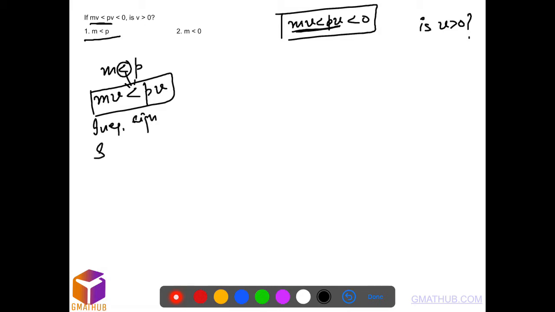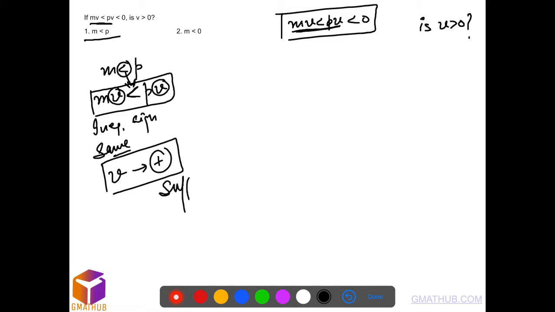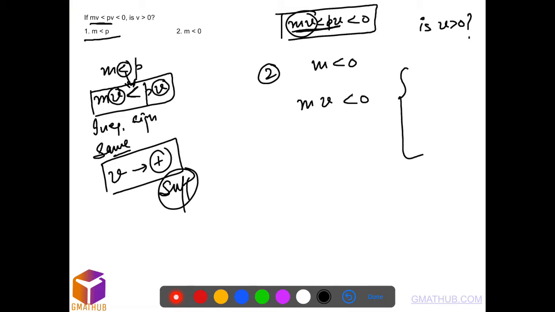it remains same. That means the number by which we multiply should be positive. Okay, we multiply both sides by V and the inequality sign remains same. That means we must have multiplied by a positive number. That's the only conclusion we can make. Sufficient. Second statement, M is negative. Now given is, if you see, M into V is negative. The product of two numbers is negative. It should be one positive, one negative. Okay? They should be of opposite signs.